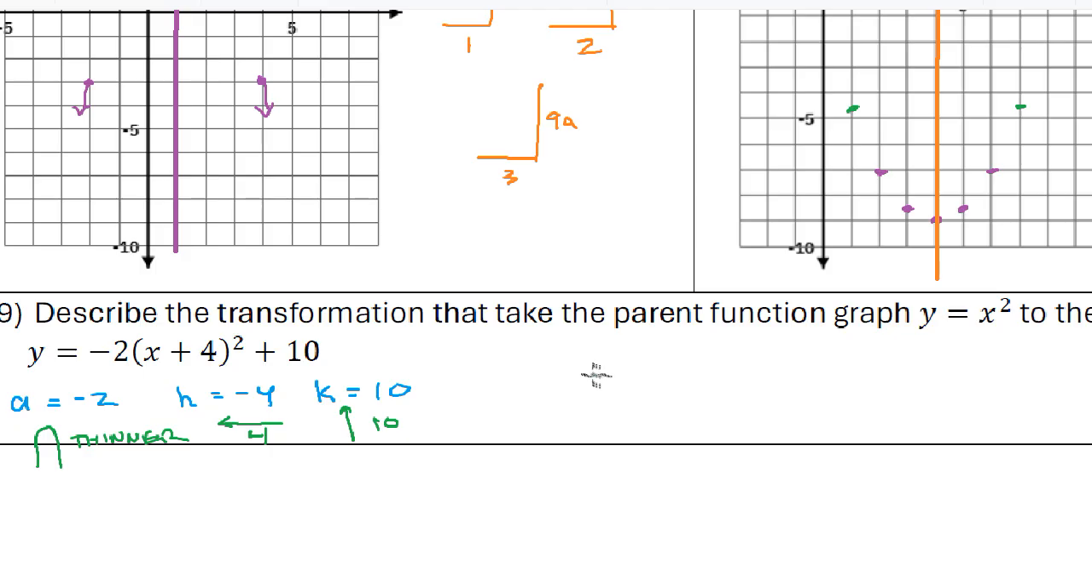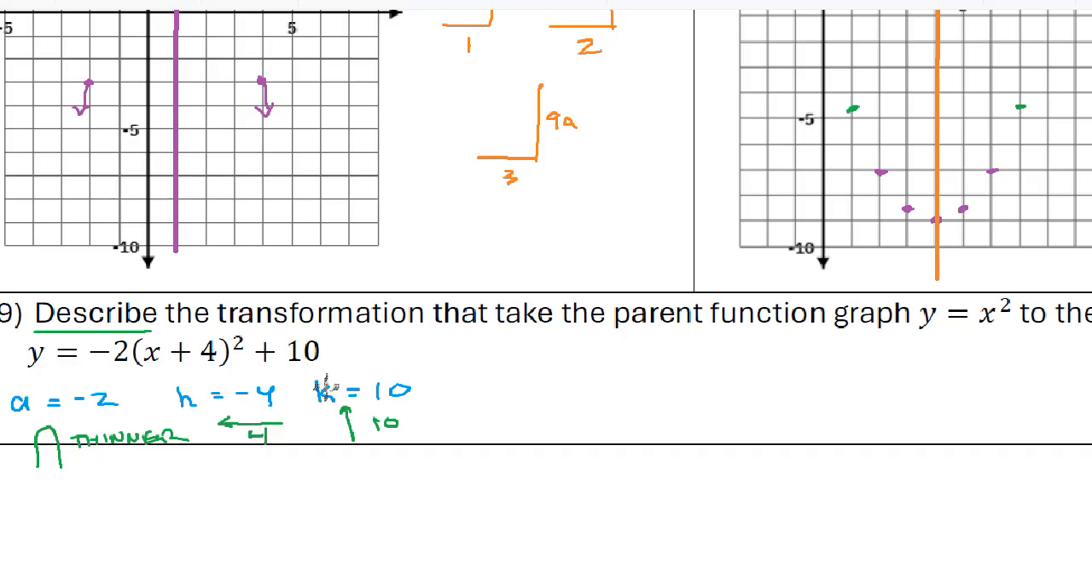Now, I'm not going to write it out. I'm telling you, if you don't write it out, it says describe the transformation. You better describe what's happening here in sentences. So one of the options you could have is you could say h equals -4, so the vertex moves 4 to the left.